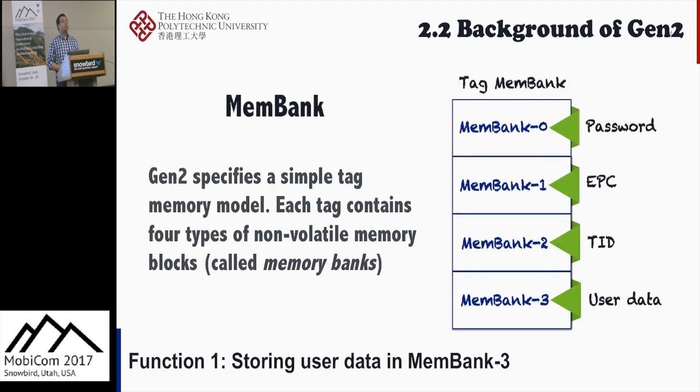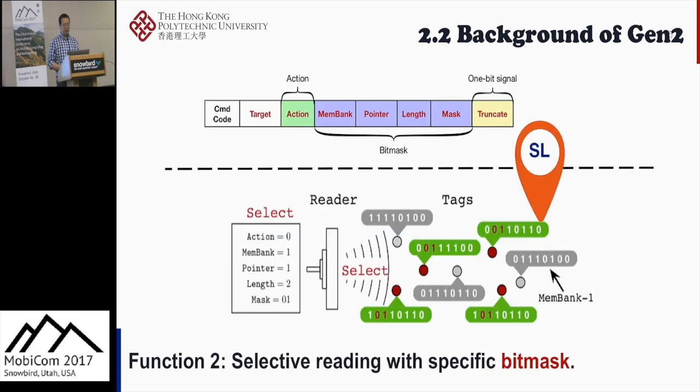There are 3 core functions specified in the Gen2 standard, and we will use them to design our hash primitives. The first function is the memory bank. Gen2 specifies a simple tag memory model. Each tag contains 4 types of blocks. We call that a memory bank. The first 3 memory banks are used to store the password, EPC, and TID, and the last one is reserved for the user-defined data, and we will store the data in this memory bank.